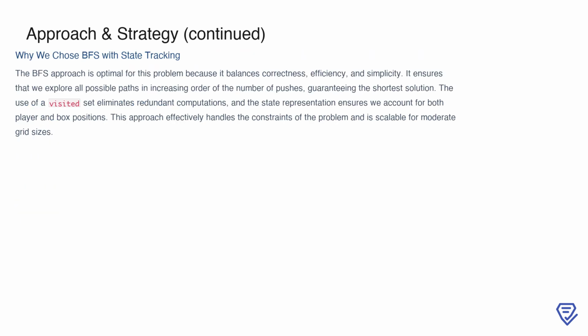The BFS approach with state tracking was chosen because it offers an ideal balance of correctness, efficiency, and simplicity for this problem. By exploring all possible paths in increasing order of the number of pushes, BFS guarantees that the shortest solution is found. The use of a visited set ensures we avoid redundant computations and unnecessary state revisits, while the state representation captures the positions of both the player and the box, fully accounting for the constraints of the problem.